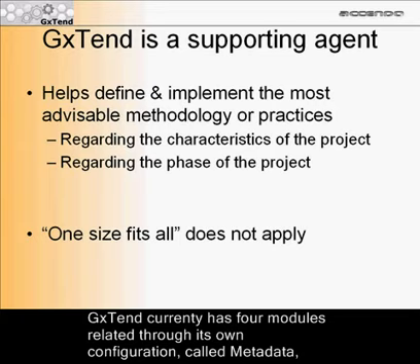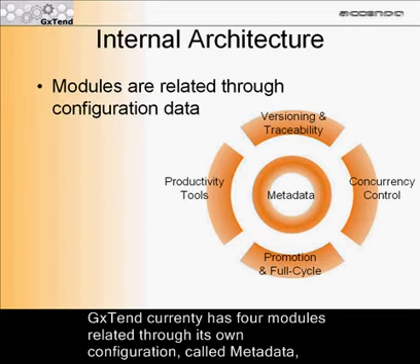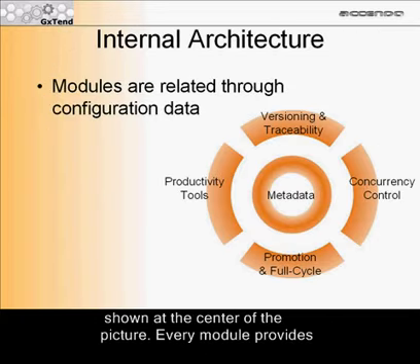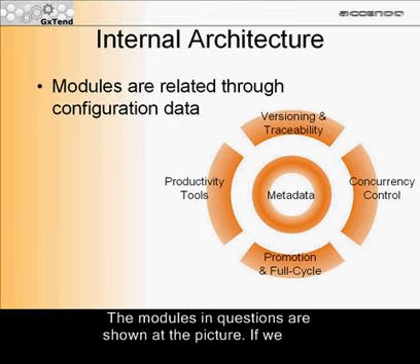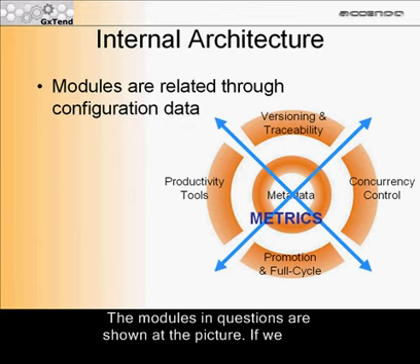Internal architecture. GxTend currently has 4 modules related through its own configuration, called metadata, shown at the center of the picture. Every module provides information that would later be used to obtain metrics and reports. This architecture allows high levels of adaptability towards customers' requirements.